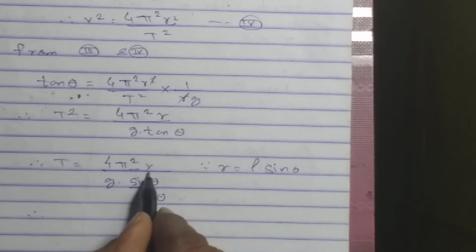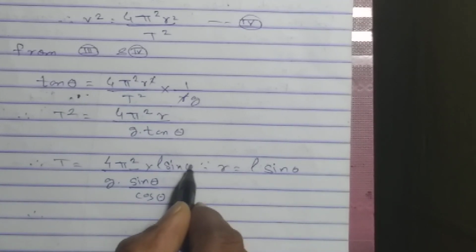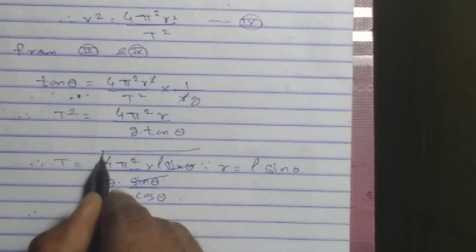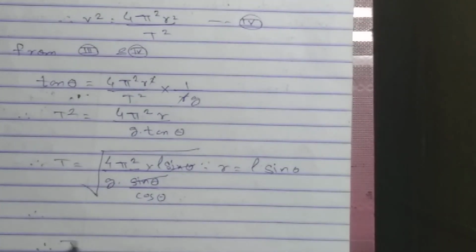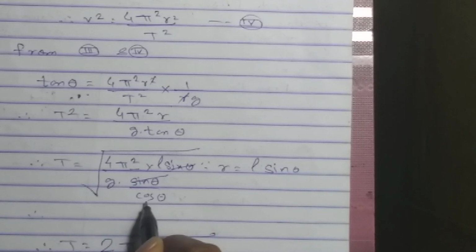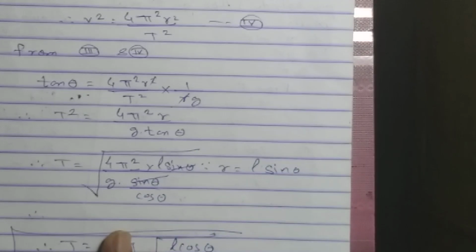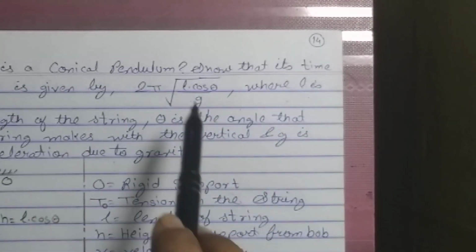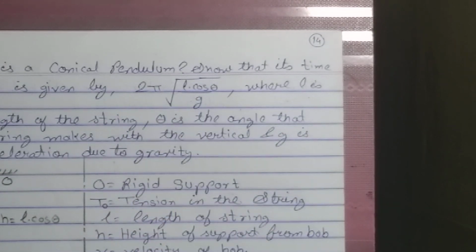The value of r is L sin theta. If I substitute the value of r, we observe that sin theta gets cancelled, and the whole thing will come in the numerator under the root sign. The final answer of T: the square root of 4 is 2, the square root of pi square is pi, and the remaining terms are L cos theta upon g. So students, in the question we have to prove that the period of that particular bob is given by 2 pi under root of L cos theta upon g.